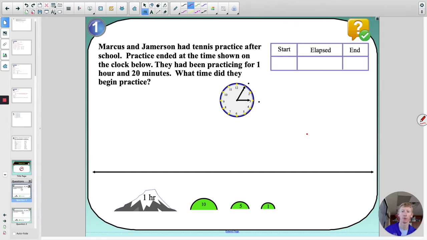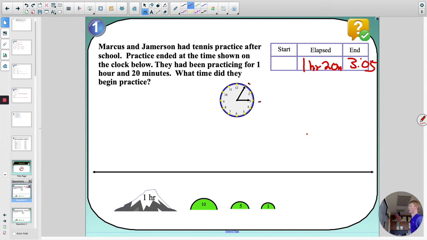They've been practicing for 1 hour and 20 minutes. What time did they begin practice? So we know an hour 20 passed, and we need to figure out, let's see, it shows us what time it ends. So the big hand is at the 3, small hand is at the 1, so it's 3:05.